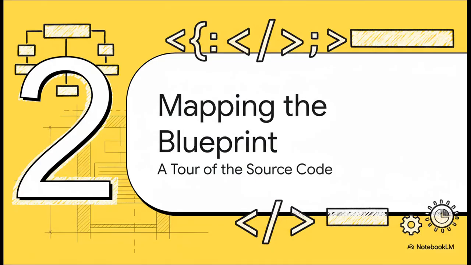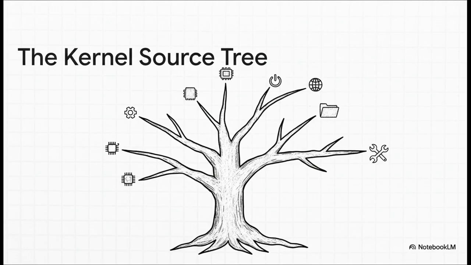So if that was the high-level conceptual map, let's get our hands a little dirty. Let's go look at the actual blueprints, the source code that developers actually use to build the kernel itself. So this is the kernel's source tree. And I know it might look a little complex, but it's actually incredibly logical. Each one of these folders has a different job. One handles memory, another one handles your files, another one handles the entire network. It's like a perfectly organized library.